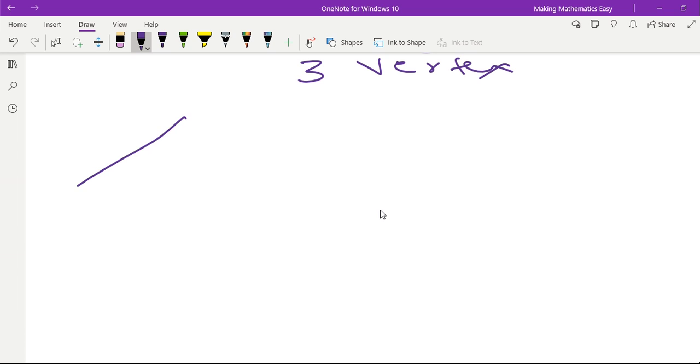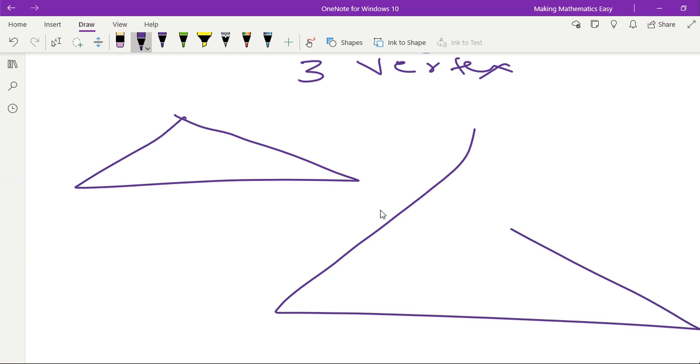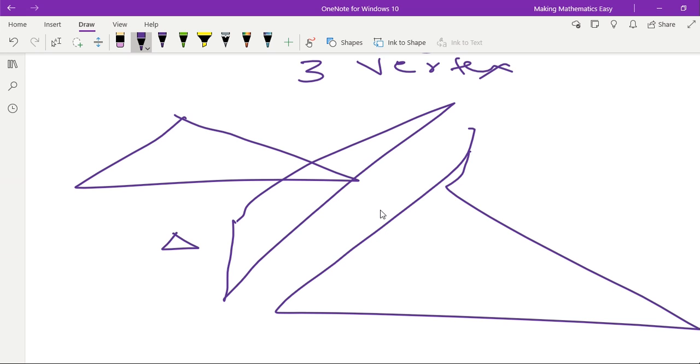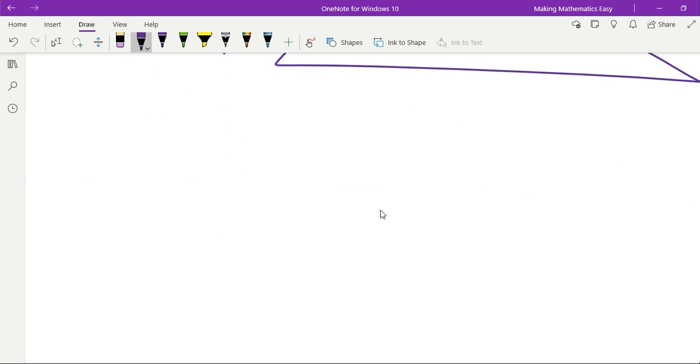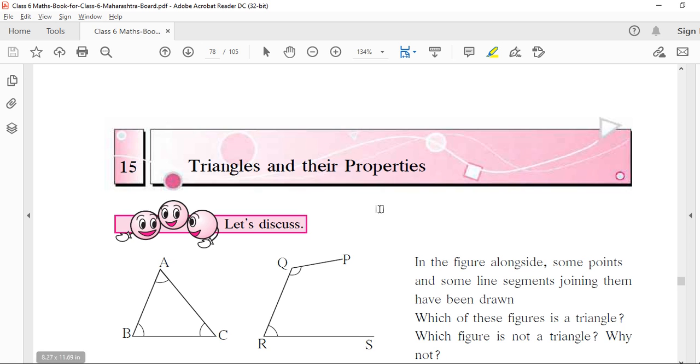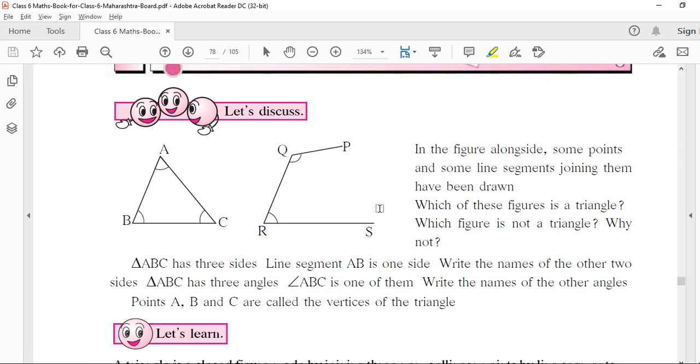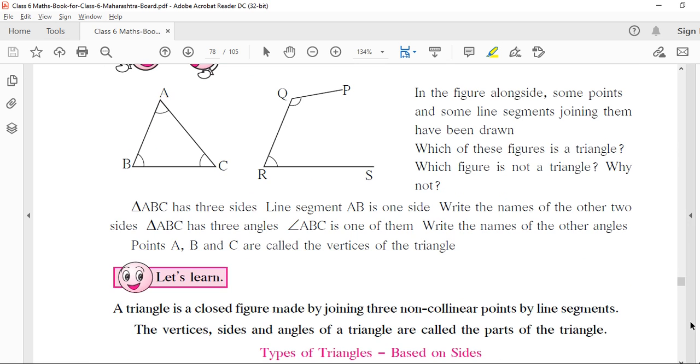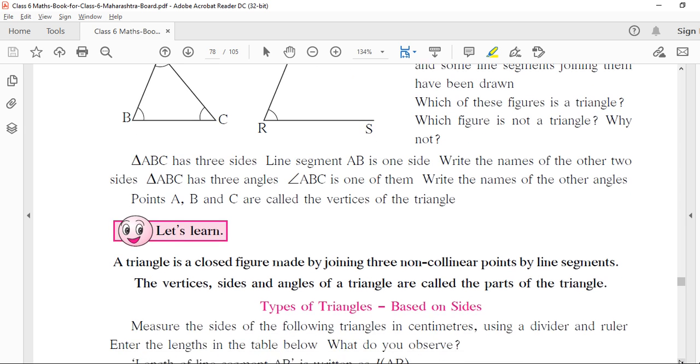Basically, three sides, three angles, that is sufficient to identify a triangle. This is a triangle. This is also a triangle. You only need to remember a few points: there should be three sides, three angles, three vertices. That's it. Now let us have a look at some of the properties of a triangle.